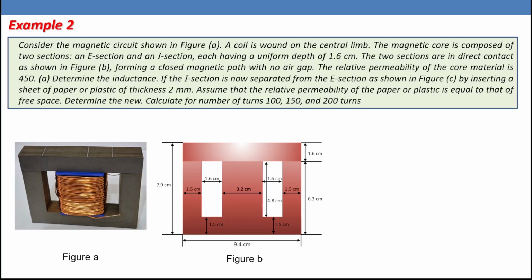The relative permeability of the core material is 450. So that is one of the assumptions, that the relative permeability here is constant. We need to determine the inductance of this core.